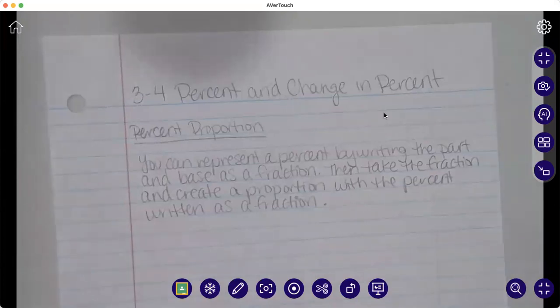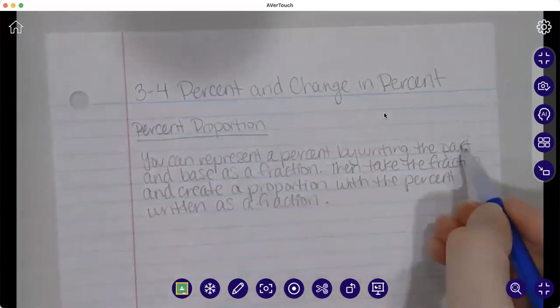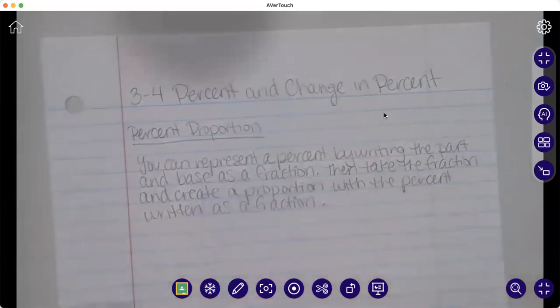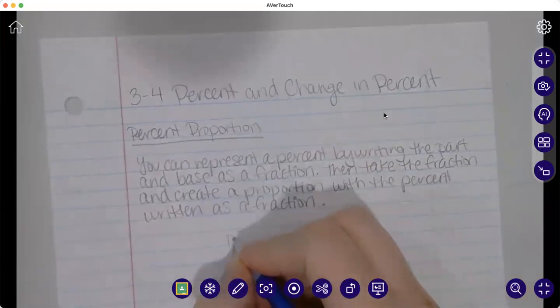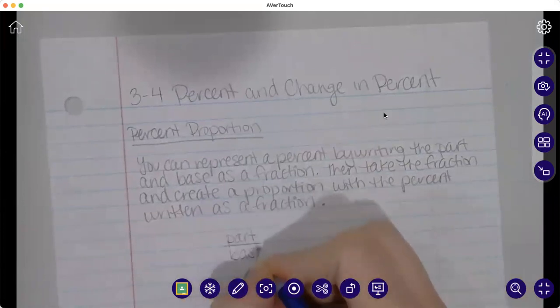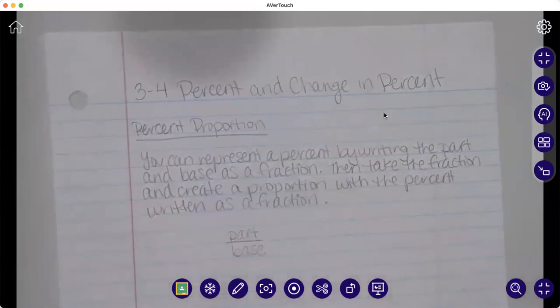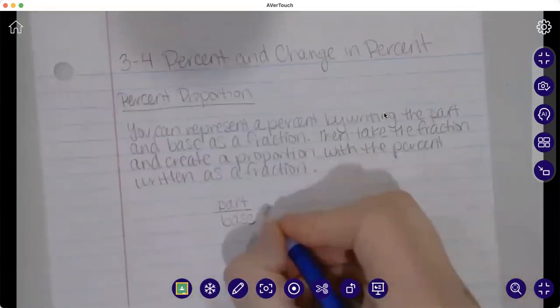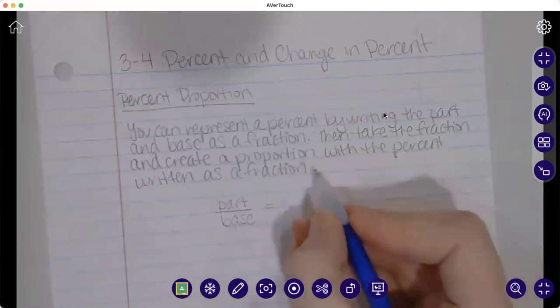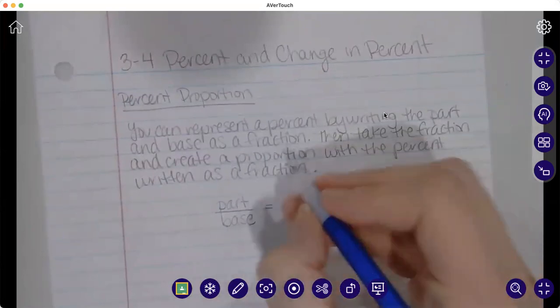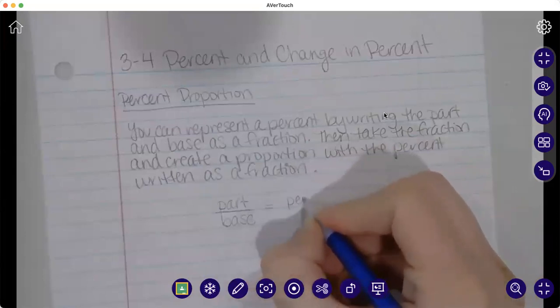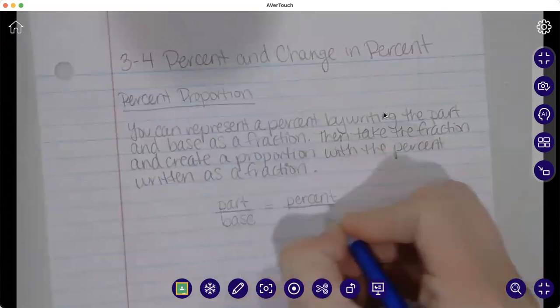And so what will that look like? When we're referring to a part and a base, we're referring to part of something with a whole base. So the part will be divided with the base in the denominator. And we can set that equal to a proportion of a percent written as a fraction. And so that is going to be your percent divided by the base of a percent.